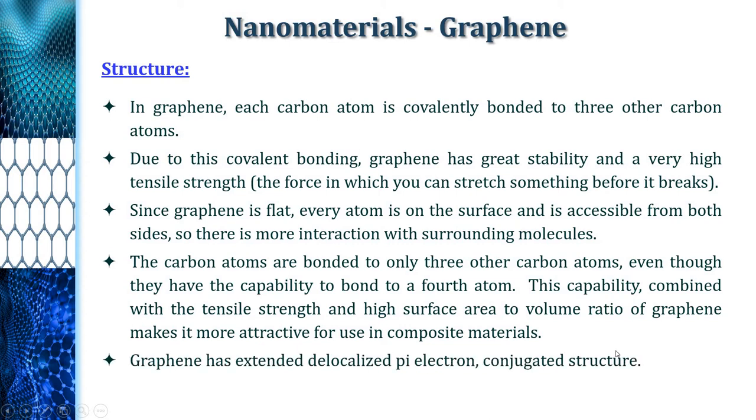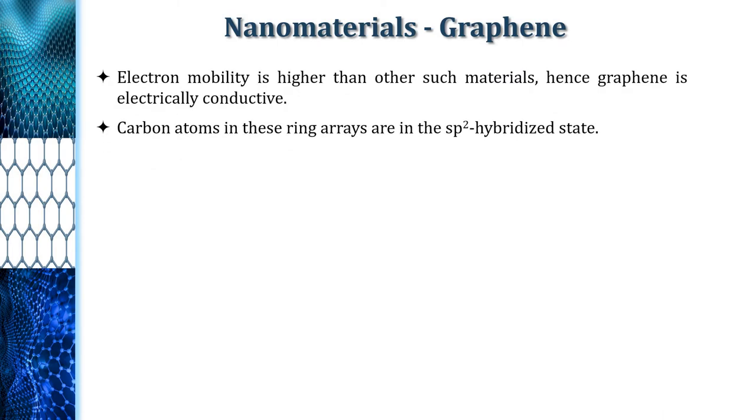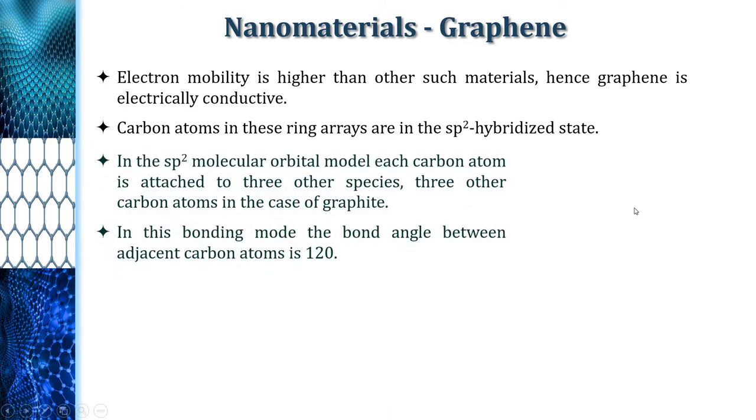So graphene has an extended delocalized pi electron conjugated structure having alternate single and double bonds. So electron mobility is higher than in other such materials. Hence, graphene is electrically conductive in nature. Carbon atoms in these rings are arranged in the sp2 hybridized state. In the sp2 molecular orbital model, each carbon atom is attached to 3 other similar carbon atoms.